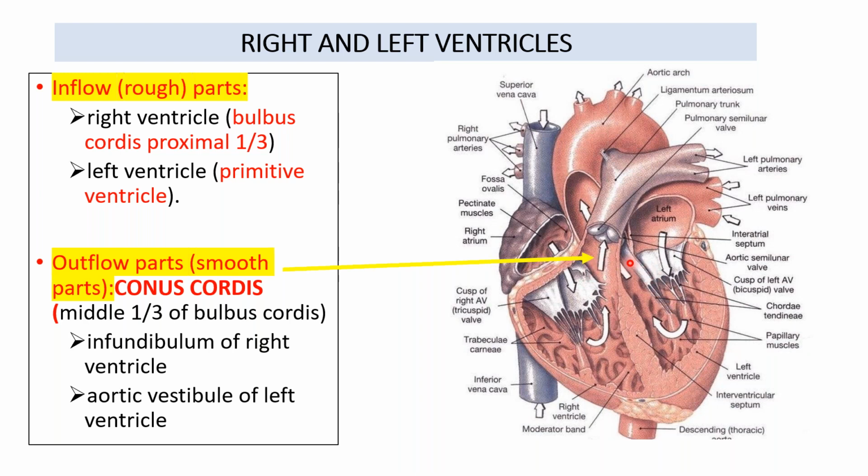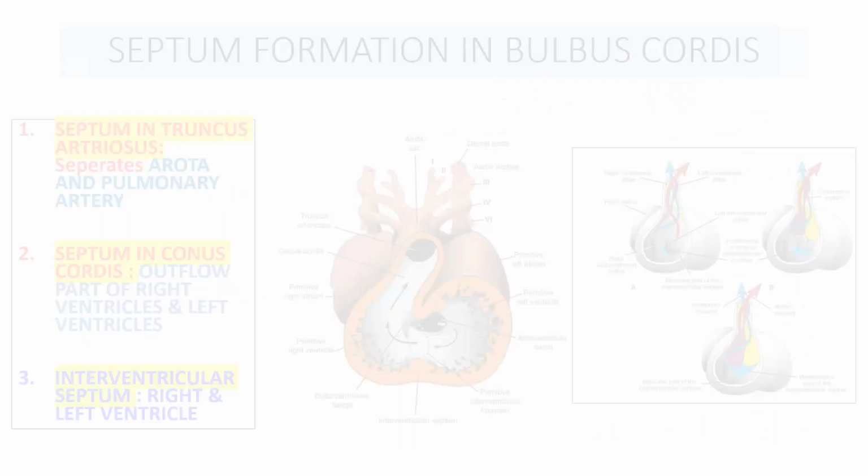Similarly, in the left ventricle, this part is called as the aortic vestibule of the left ventricle, which is the smooth outflow part of the ventricles on the left side. Both are formed by the conus cordis part, the middle one third of the bulbus cordis. So this is how the smooth part arises. So both rough and smooth part of ventricles are originating from portions of the bulbus cordis, the rough part from the proximal one third and from the primitive ventricle, the outflow part from the conus cordis, the middle one third part of the bulbus cordis.